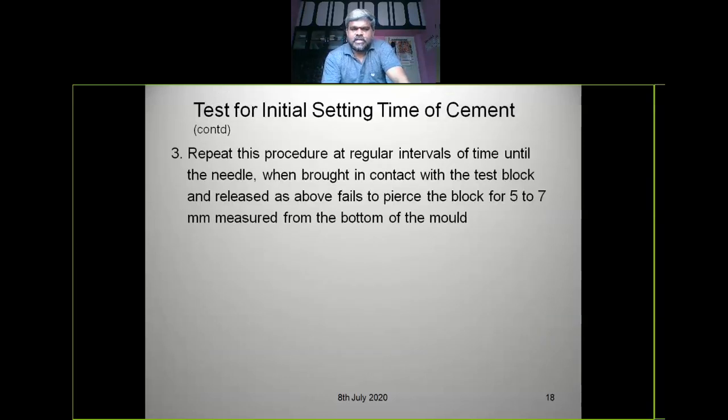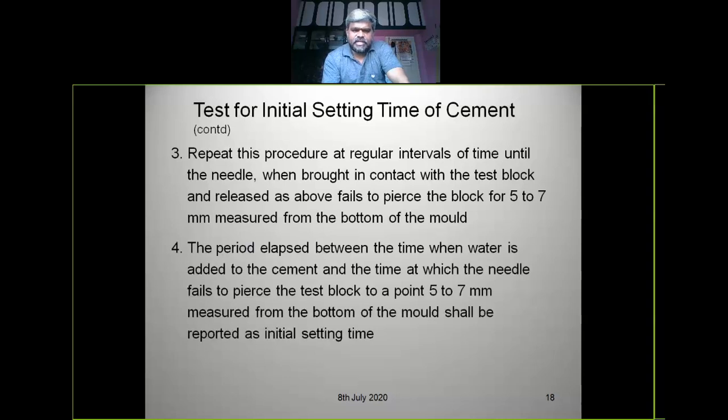Repeat this process at regular intervals of time until the needle, when brought in contact with the test block and released as above, fails to pierce the block to 5 to 7 mm measured from the bottom of the mold. The period elapsed between the time when the water is added to the cement and the time at which the needle fails to pierce the test block to a point 5 to 7 mm measured from the bottom of the mold shall be reported as initial setting time.